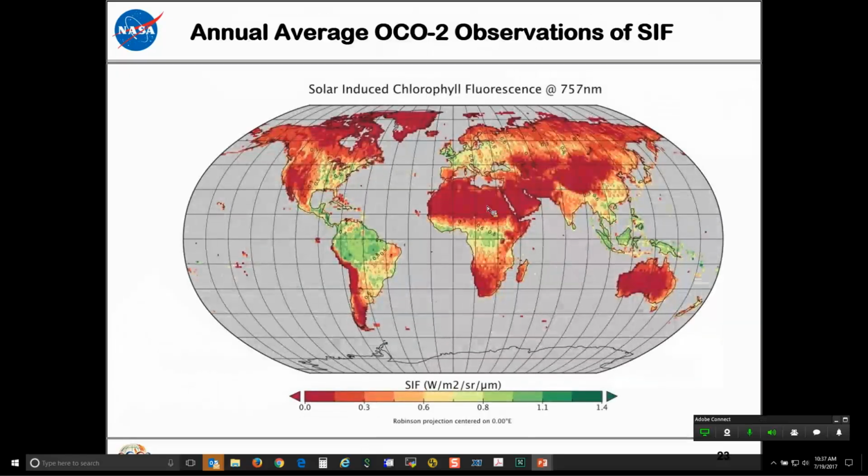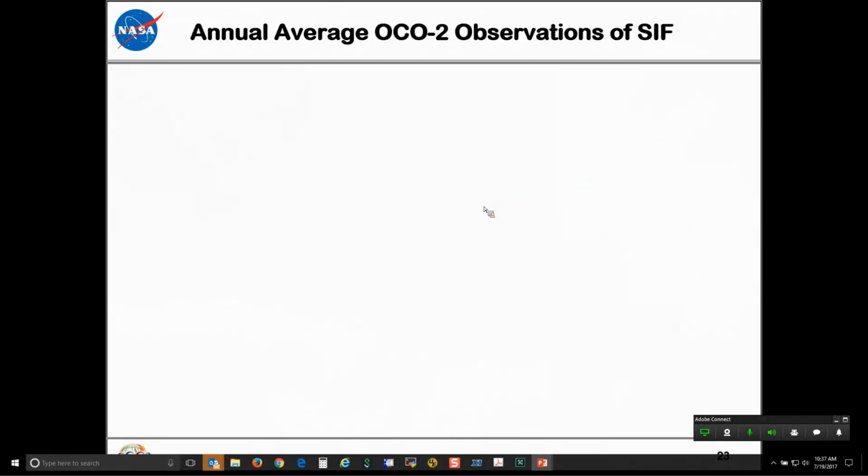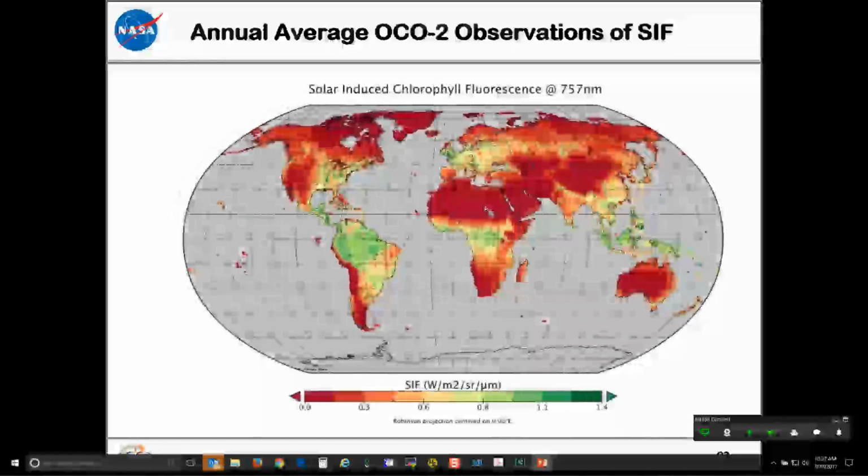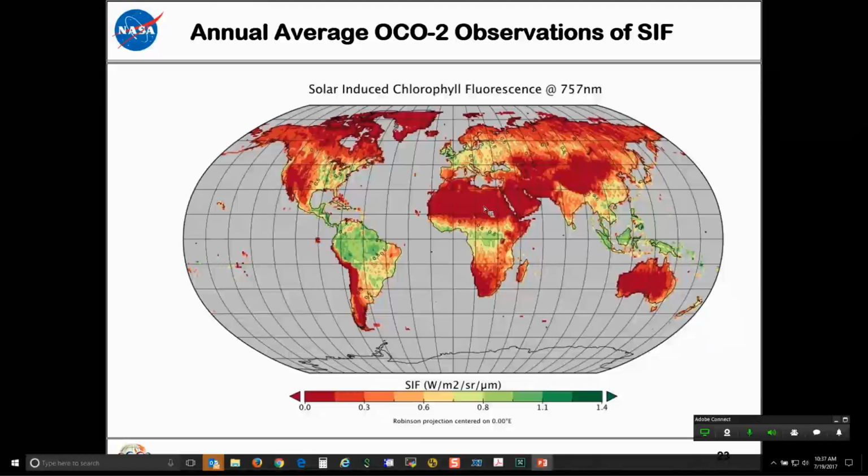To do a full flux inversion, we're also adding to the CO2 measurements chlorophyll fluorescence. OCO2 also measures chlorophyll fluorescence simultaneously with CO2, and we can make global maps of the intensity of the chlorophyll fluorescence, which tells us where the uptake of carbon dioxide by land plants due to photosynthesis is the most strong.